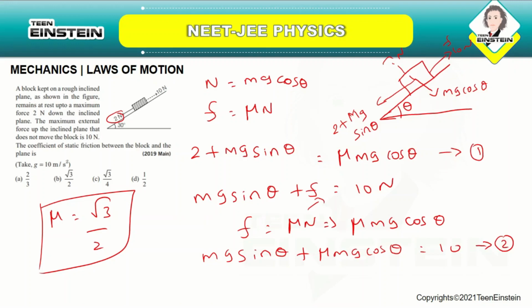Just subtract these two, equation 2 minus 1. You can see the mg and mg will cancel each other, and you will have mu mg cos theta equal to mu mg cos theta. So if you do 1 minus 2, you can easily find the value of mu, which is equal to root 3 by 2. So the correct answer is option number B. Okay, let us now move on to the next question.